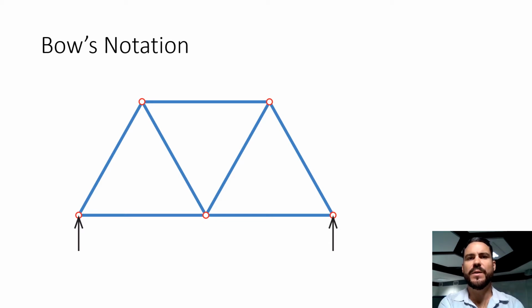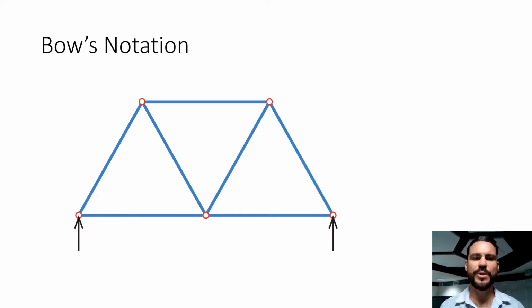This is the truss system that we're going to be focusing on in this tutorial. So just a really simple sort of truss system with those three triangles there and our reaction forces that have been indicated there. I don't have the forces pointing down yet, but it's kind of irrelevant to Bow's notation anyway.